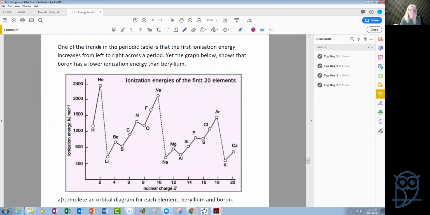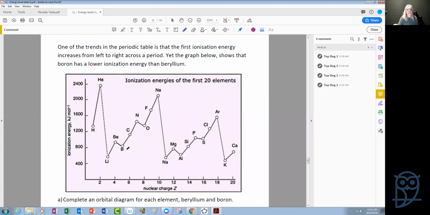It says, one of the trends in the periodic table is that the first ionization energy increases from left to right across a period. Yet the graph below shows that boron has a lower ionization energy than beryllium. So we need to discuss this discrepancy here. Why does boron have less ionization energy than beryllium? And when we say ionization energy, we talk about the first ionization energy.